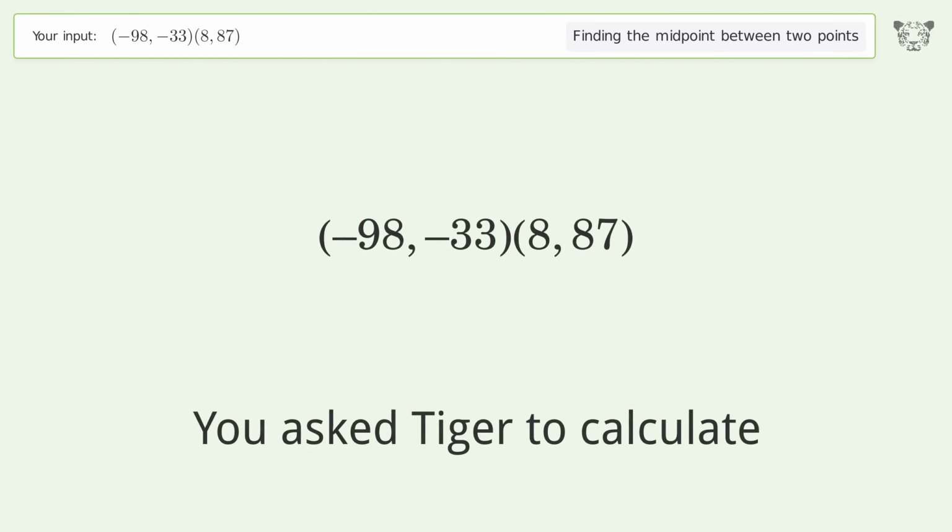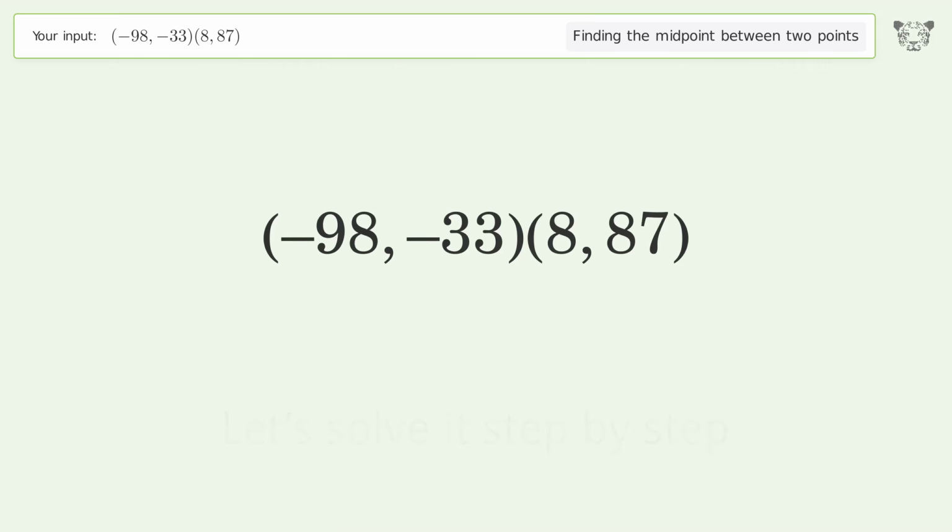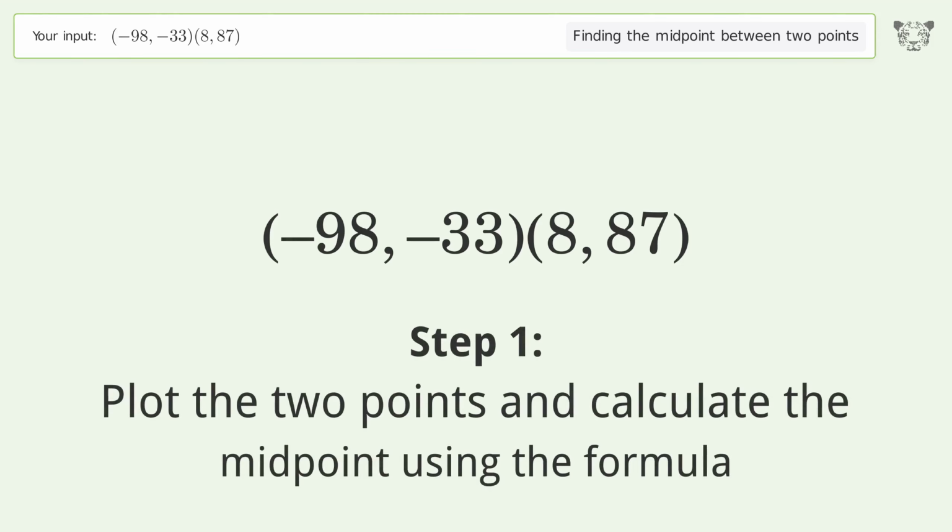You ask Tiger to calculate. This deals with finding the midpoint between 2 points. The midpoint between the 2 points is negative 45, 27. Let's solve it step by step. Plot the 2 points and calculate the midpoint using the formula.